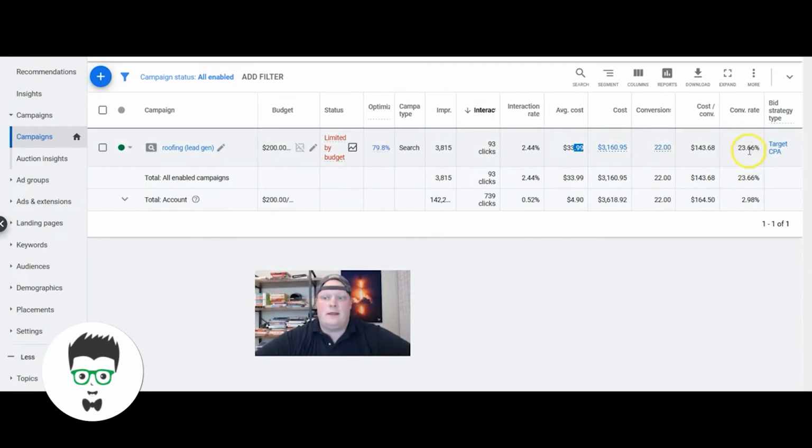They are at a 23.66 conversion rate. So basically what that means is if they got 100 clicks in the campaign, they'd get 25 leads roughly. So basically a 1 in 4, every fourth click is producing a lead in this campaign. And that lead is roughly costing $143, $144. And things are going well for this client. They've just upped their budget. They're going to be getting significantly more leads with the new budget increase. So things are looking up.